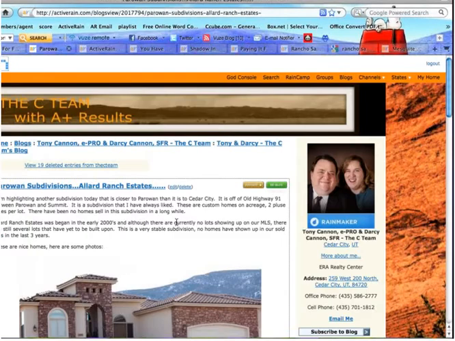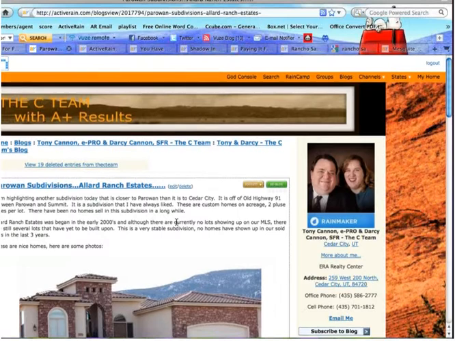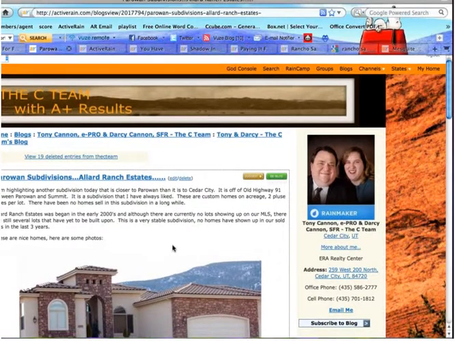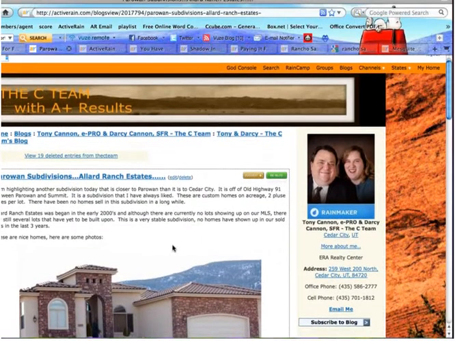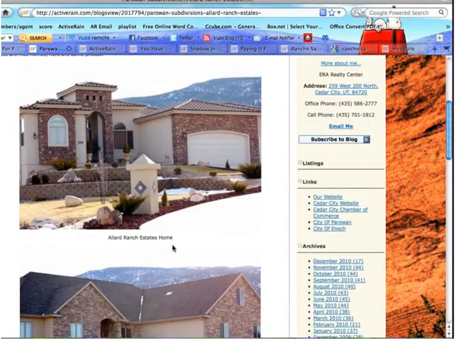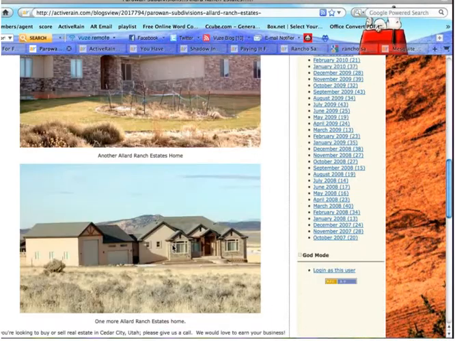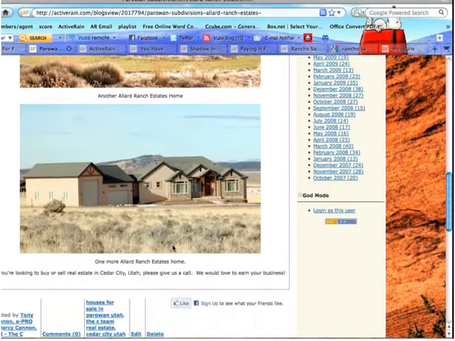Here we have a hyperlocal post about a local subdivision, okay? So Tony Cannon is going through once a week, once a month, however often it may be. He's taking photos of a cool subdivision in his area, and he's sharing the information about the houses in that subdivision with anybody who cares to know. And this installment's about Allard Ranch Estates. So he tells us a little bit about Allard Ranch Estates, and then he takes some photos of Allard Ranch Estates so we can get an idea of what it looks like to live in Allard Ranch Estates.